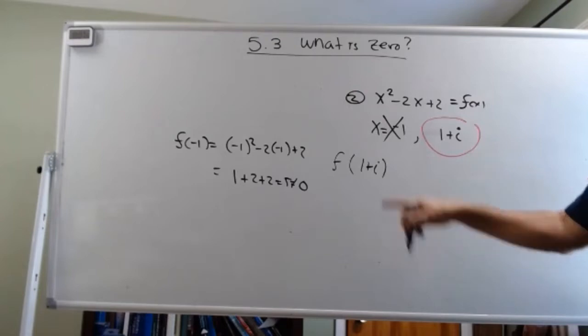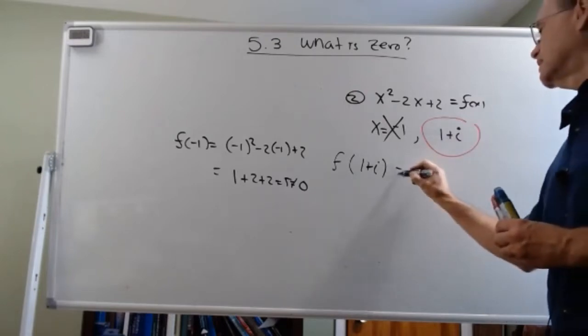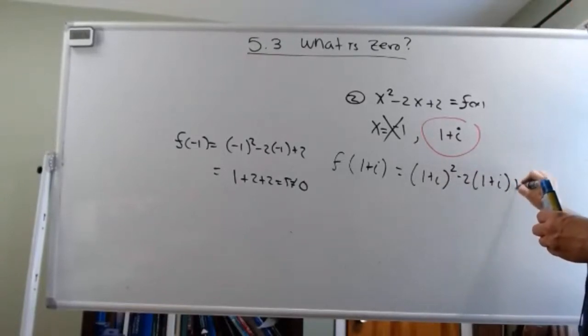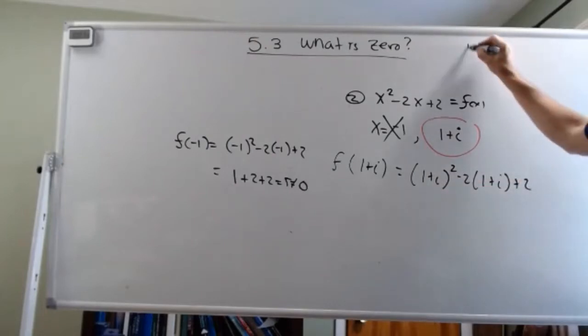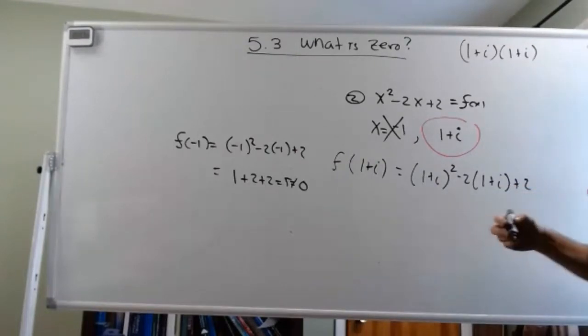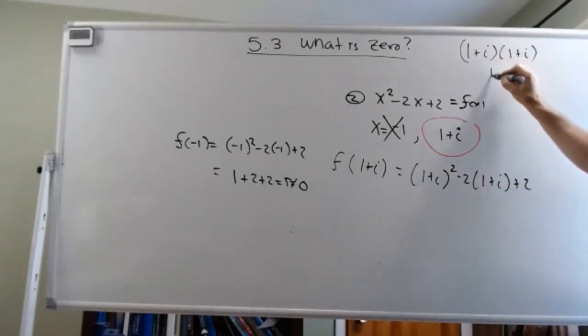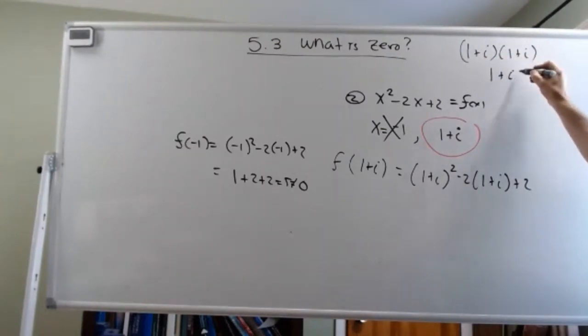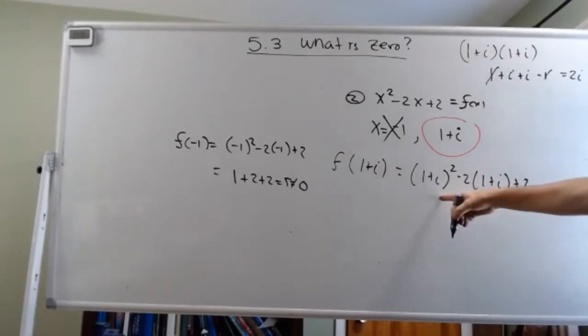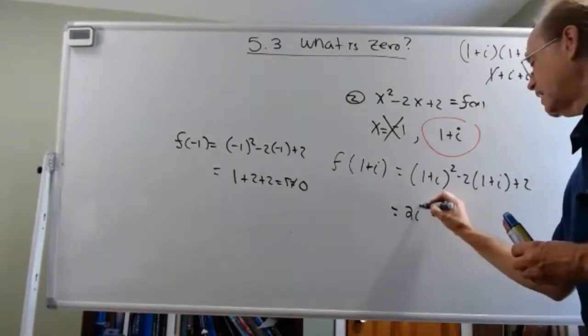I'll show you the -1 won't work, and we'll show you this one does. I'll show both. Okay, let's plug that in. So I'm going to do 1 plus I squared minus 2 times 1 plus I plus 2. Well, let's square that out. 1 plus I times 1 plus I. So we just did that calculation with complex numbers. So what do I get? I get 1 plus I plus another I, and then an I squared. Well, I squared, remember, is -1. So that becomes canceled out, and I plus I just gives me 2I. This whole thing just gives me 2 times I.